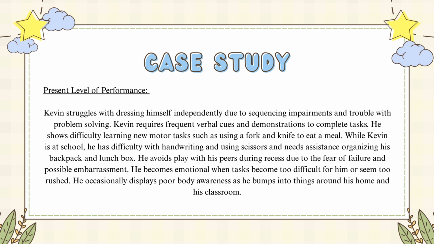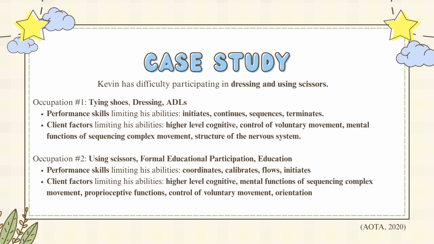He currently avoids playing with his peers during recess due to the fear of failure and possible embarrassment. He becomes emotional when tasks become too difficult for him or seem too rushed, so he seems to become upset and throw tantrums. He occasionally displays poor body awareness as he bumps into things around his home and his classroom. So currently, Kevin is having difficulty participating in dressing and using scissors.